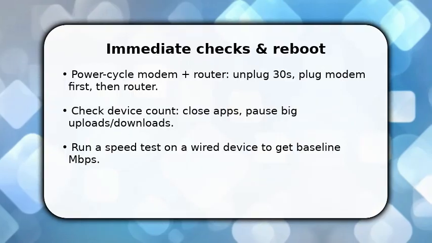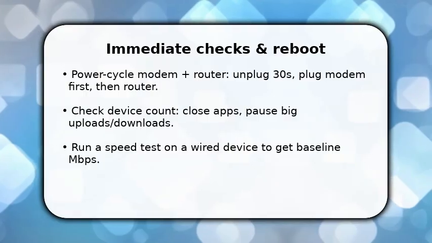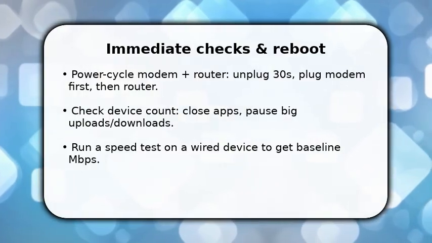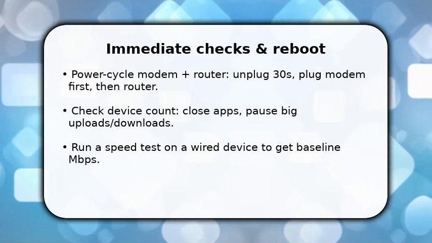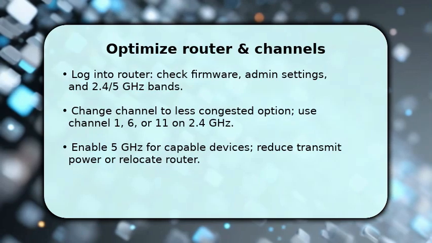This isolates Wi-Fi. Make sure heavy transfers are paused and count devices on the network. If wired speed is near your plan, wireless settings are the next target. Otherwise, contact your ISP. You now make the router behave better.